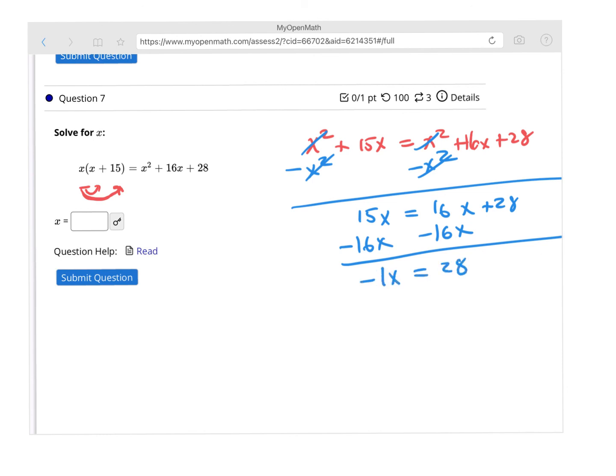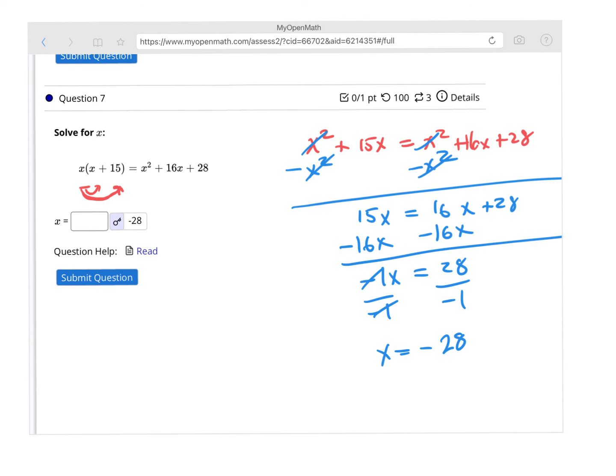Well, I don't want x to be negative, so I'm going to divide by a negative 1 and divide by a negative 1. Remember, dividing by a negative just makes the answer the opposite. Since 28 started off as positive, it's now going to be negative 28. And then once again, I'll just come in here and check our answer to make sure it's right, but you'll just hit that submit question and it'll tell you if it's right.